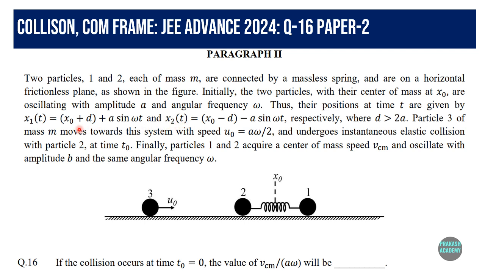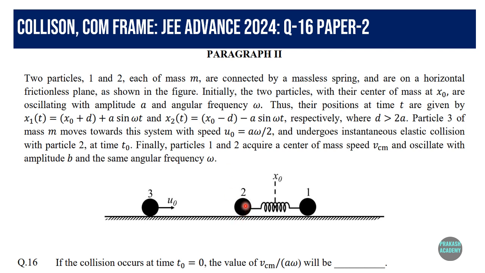If you observe closely, this is x naught plus d. So this is x naught and x naught plus d will be somewhere here, and then a sin omega t. So about x naught plus d, this is going a sin omega t in both directions. This means the maximum value will be plus a and the minimum value will be minus a. So about this position, that is x naught plus d, this is going a distance this side and also a distance this side.